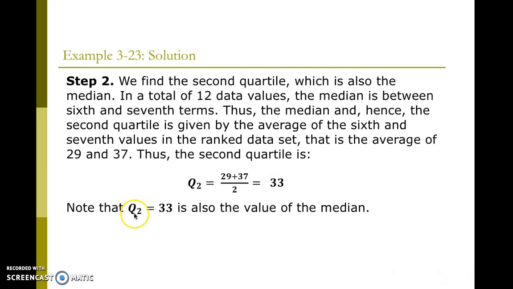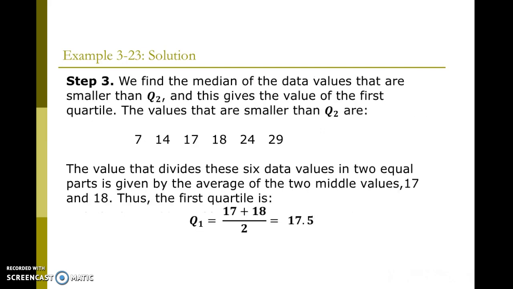So quartile 2 is 33. That's also the median. Remember, those are really interchangeable, the second quartile and the median.